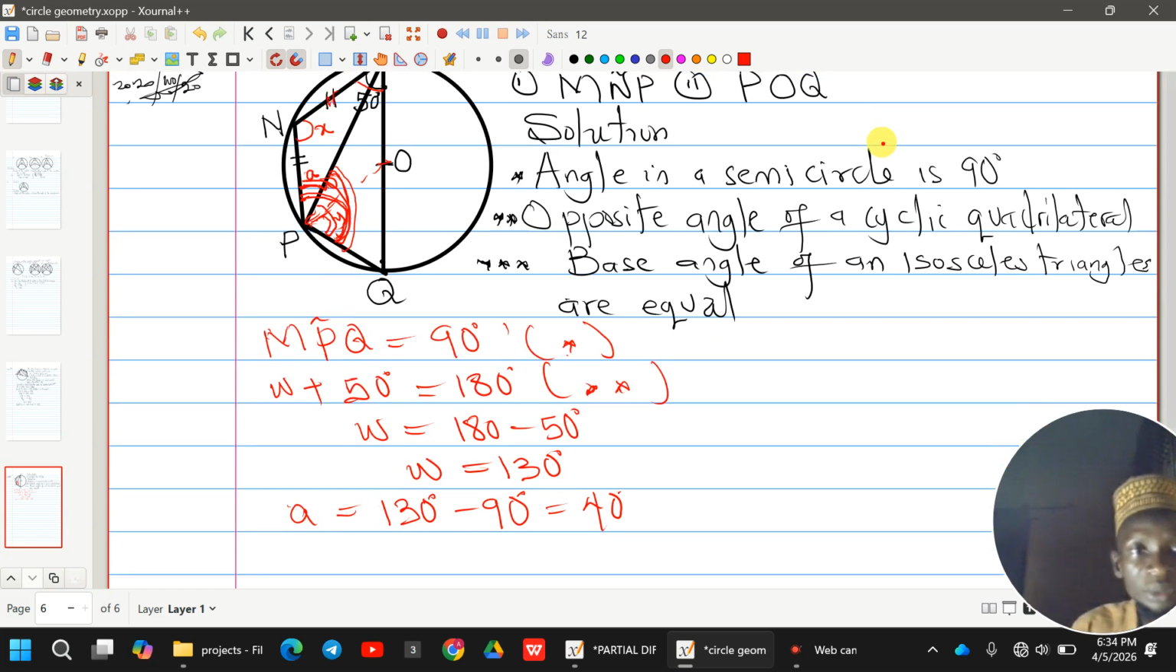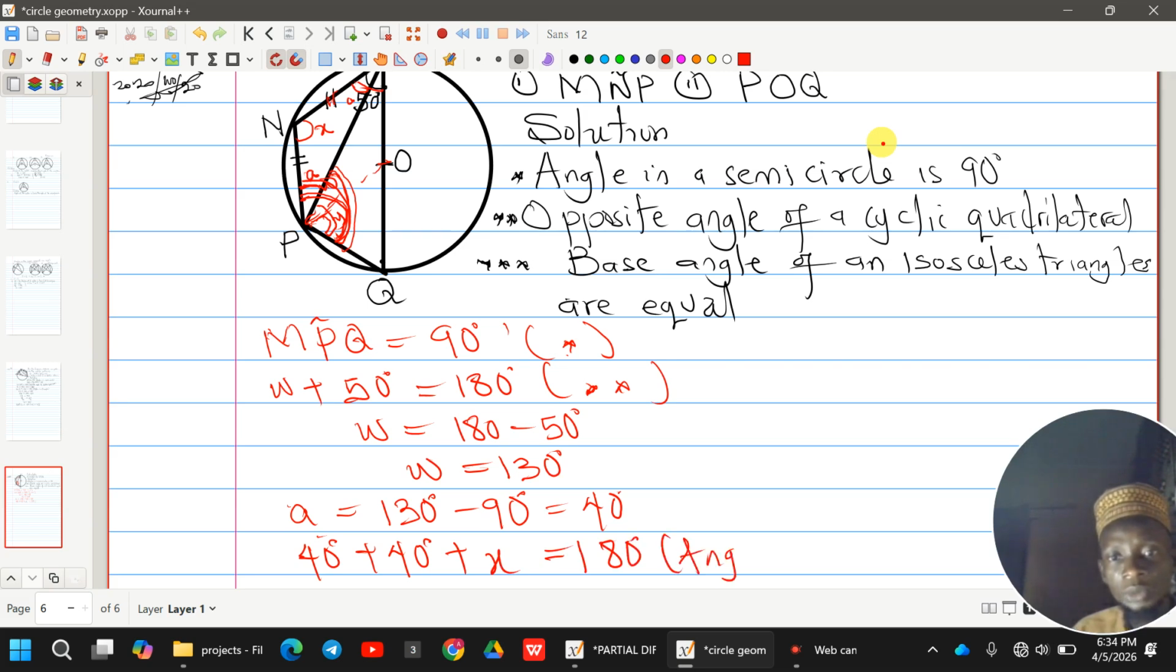Now when you look at this one, that is the base angle of an isosceles triangle. They are the same thing. So this one can also be my A. Don't forget my A is 40. I can just say 40 plus 40 plus X, we don't know my X here, is equal to 180. That is angle in a triangle.